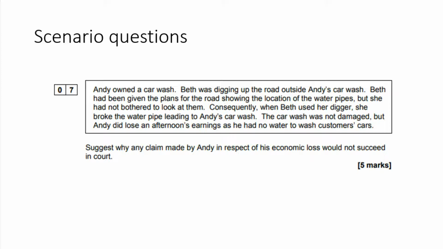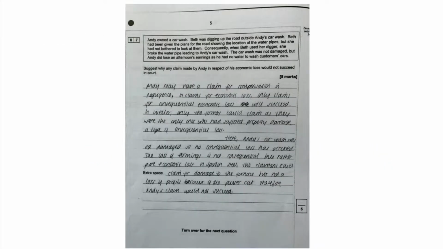Consequently, when Beth used her digger, she broke the water pipe leading to Andy's car wash. The car wash was not damaged, but Andy did lose an afternoon's earnings as he had no water to wash customers' cars. Suggest why any claim made by Andy in respect of his economic loss would not succeed in court. 5 marks. So if you want, you can pause the video now and have a go at that question. I can show you an answer from a student from the year of that exam, and she got 5 out of 5 for this answer.